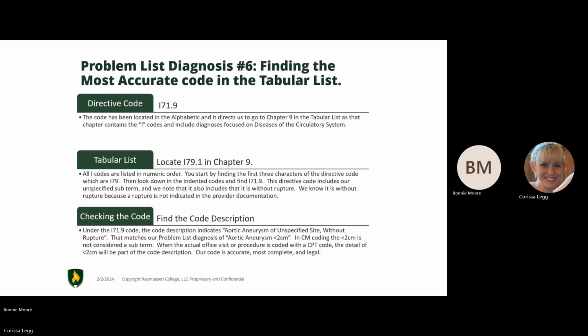That way, the insurance company knows that you looked for those things, because those are critical in medical necessity coding, and you found that they weren't there. So that's why it's important to match that code description, even though it's a little wordier, has more indications than what your actual main term and subterm have. So therefore that I71.9, our code, is accurate, most complete, and legal.